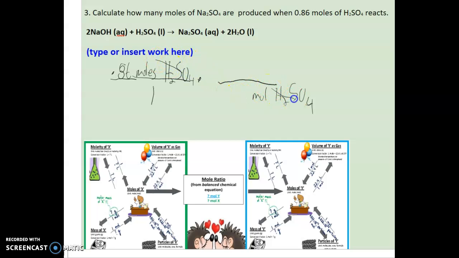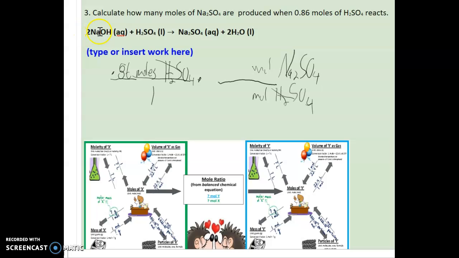And then what am I looking for? That's what I'm going to put on the top. I forgot. I'm looking for Na2SO4, so mole Na2SO4. Great. Now I got to fill in my numbers. Where do I get my numbers? From my balanced equation. Cool. So let's go up and find my balanced equation. Just fill in the numbers in front of them.